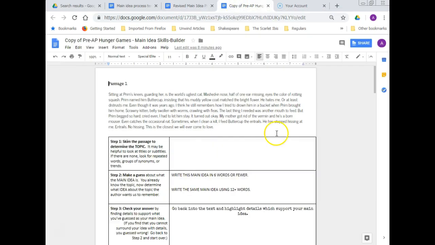So let's go ahead and look at an example here together. So this is a paragraph from The Hunger Games, one of my favorites.